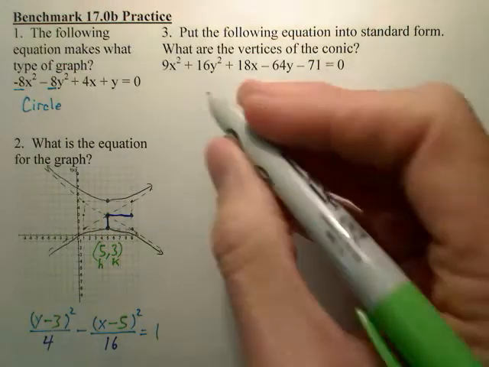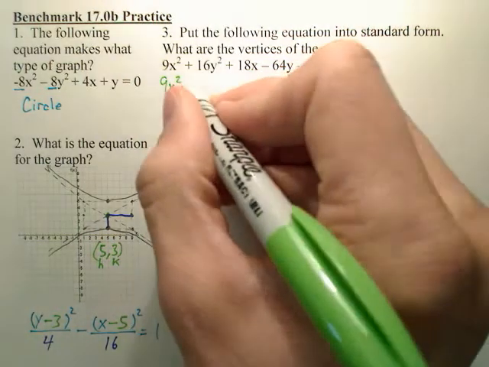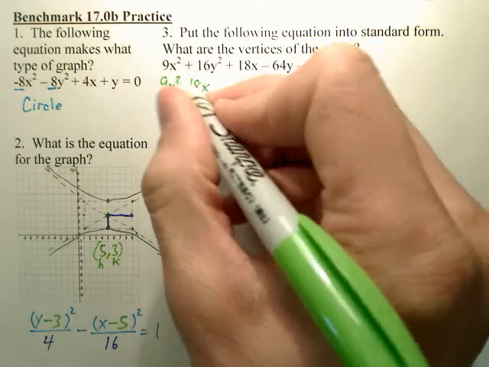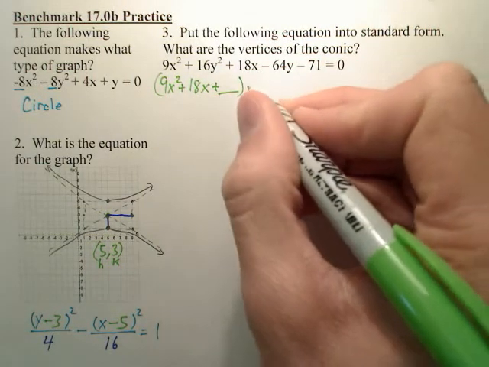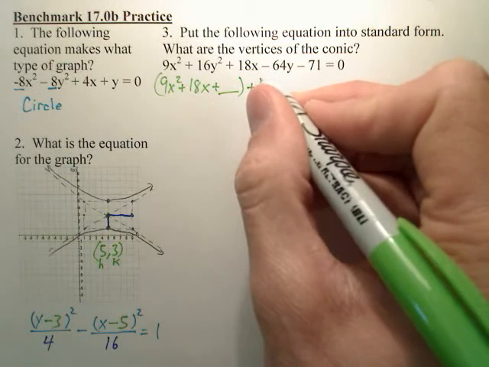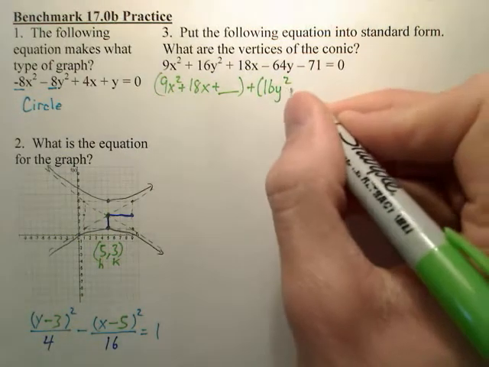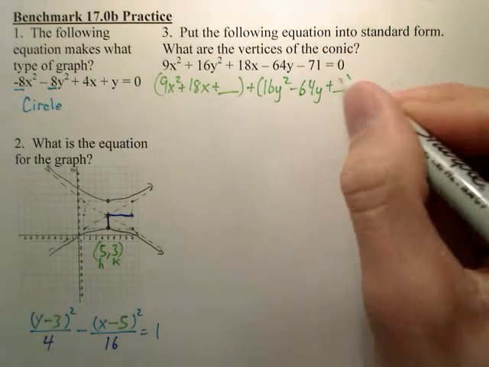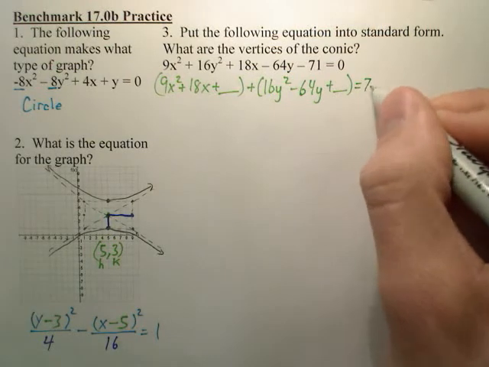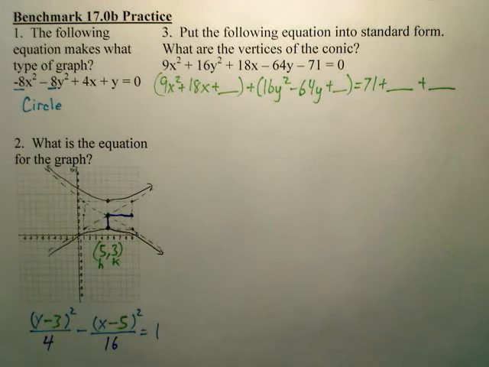Now, the first thing is standard form. So to make it in standard form, the first step is you need to combine the x's and combine the y's. And move the 71 over. That's our step. Now we're going to do some completing the square.